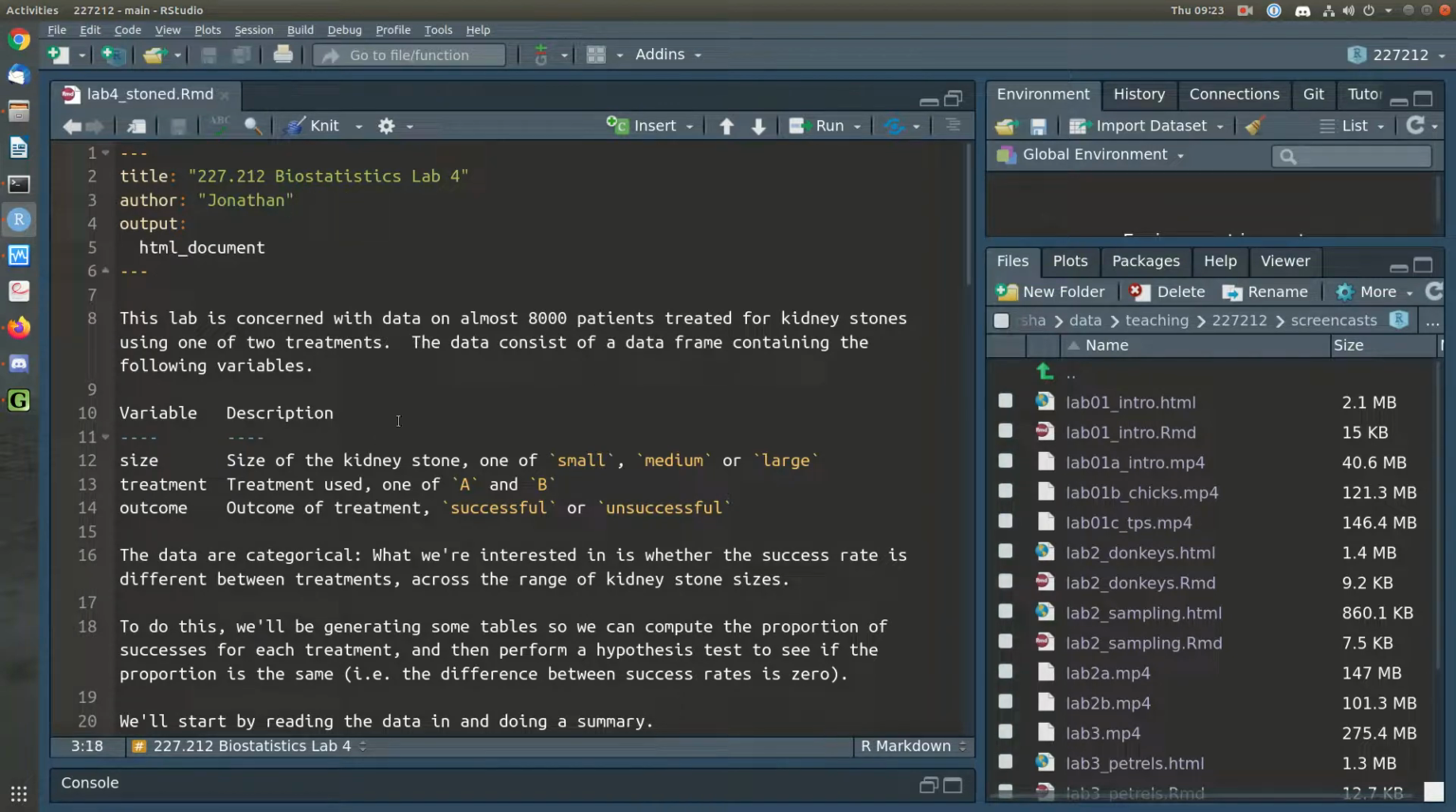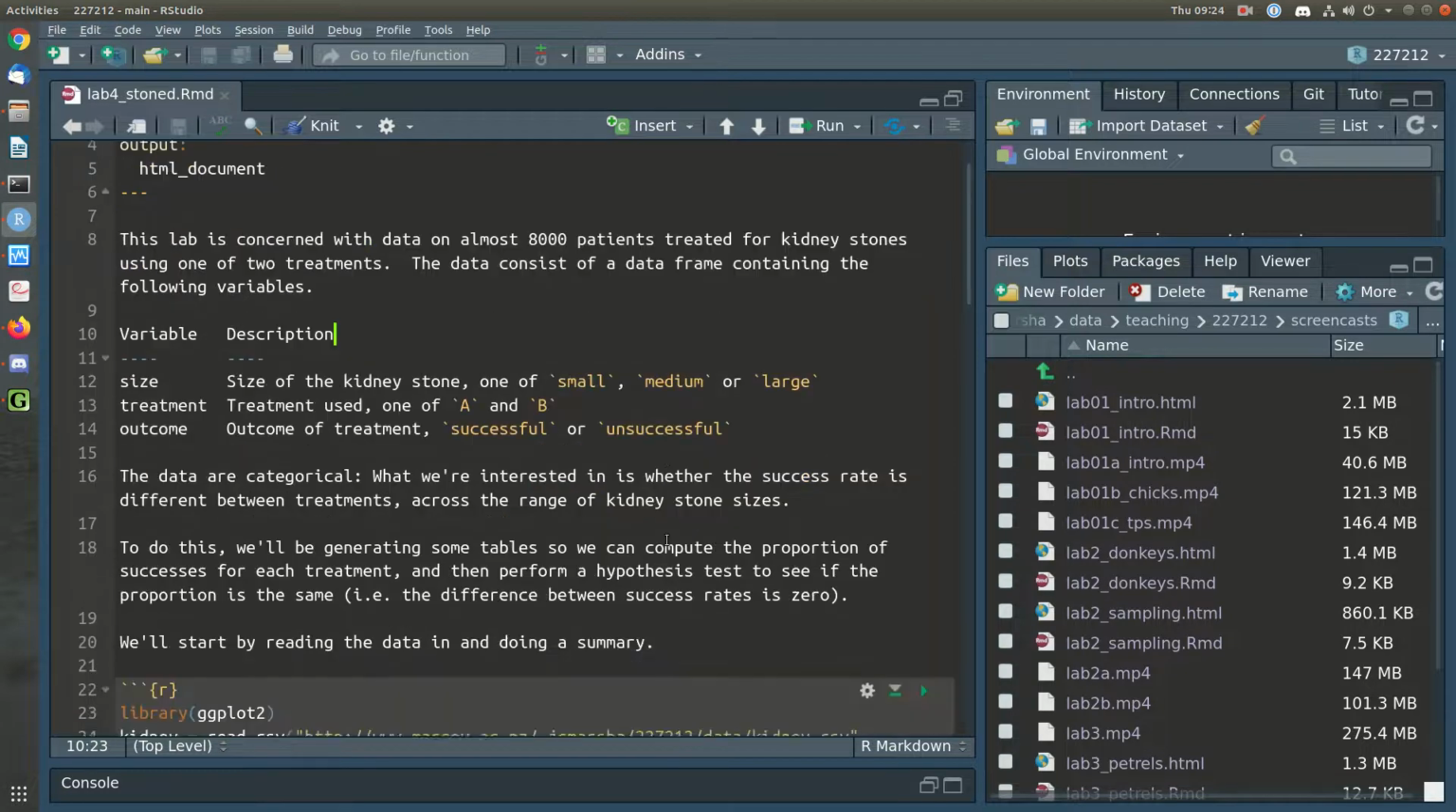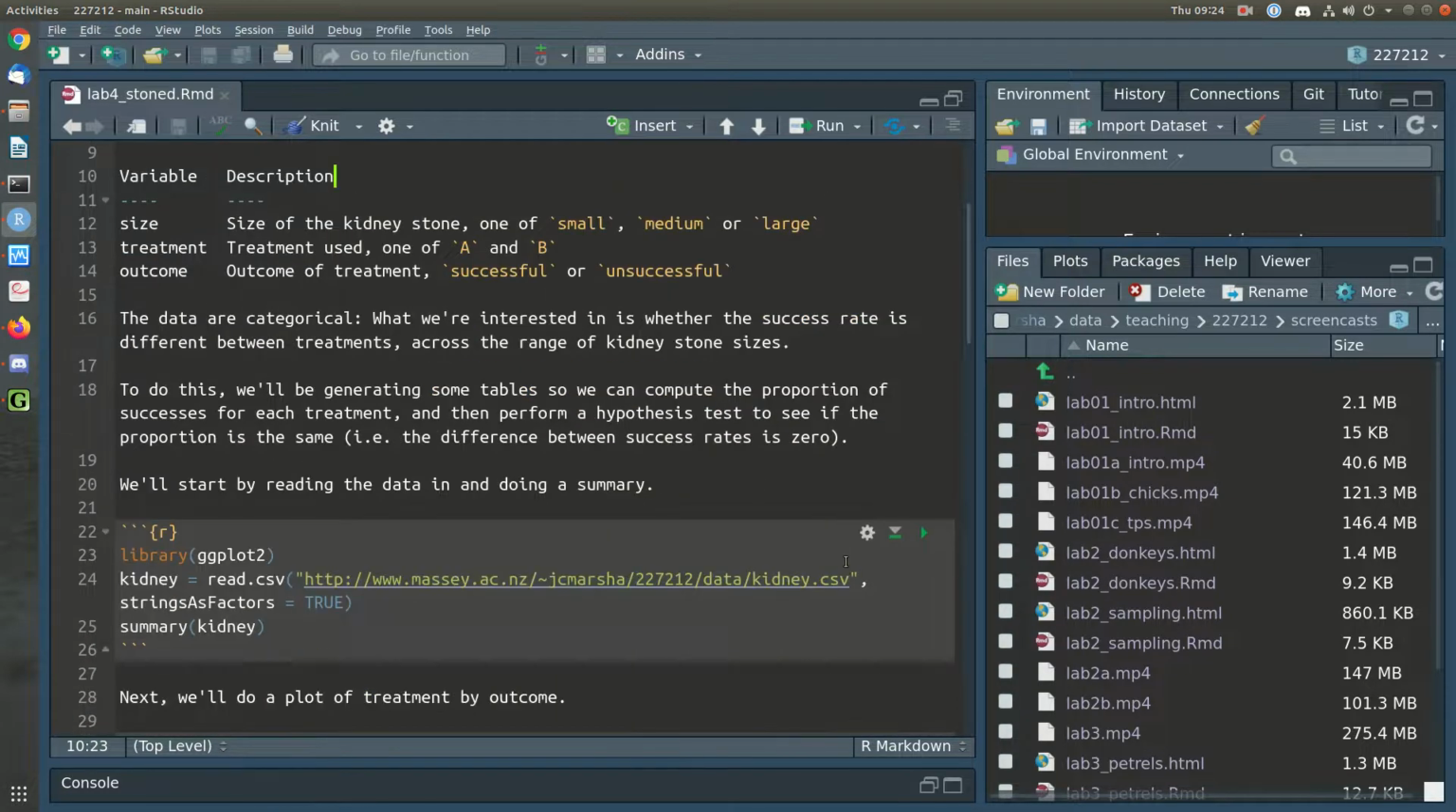Right, so we're going to be looking at data on kidney stone treatment. We have almost 8,000 patients treated for kidney stones using one of two treatments, A and B, and we have whether the treatment was successful or unsuccessful. That's going to be the main outcome variable, and we've also got the size of the kidney stone, whether it was small, medium or large. So the data are all categorical.